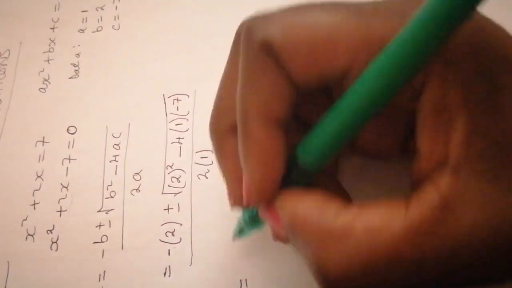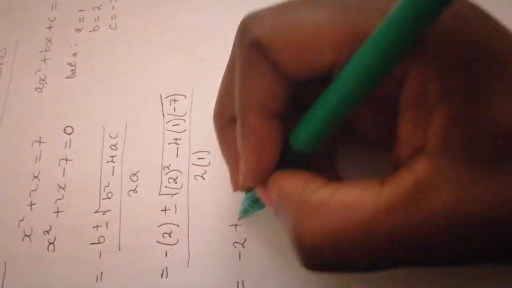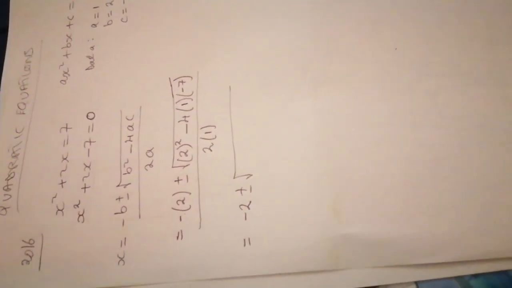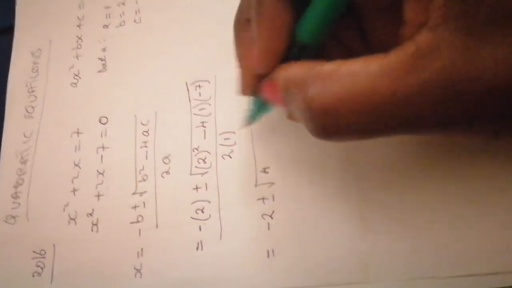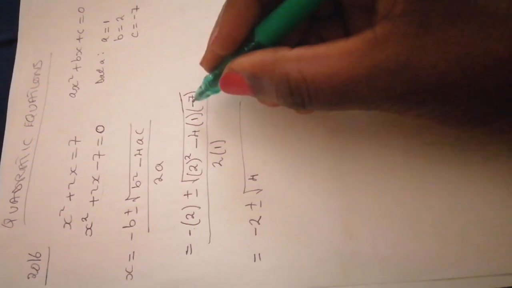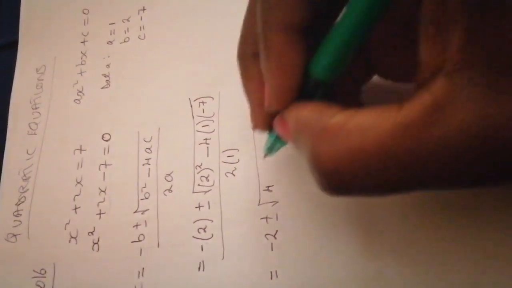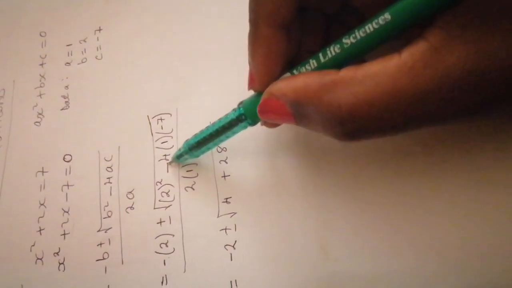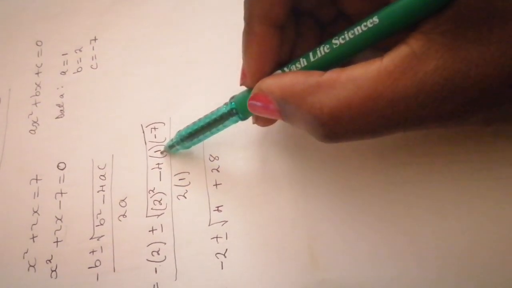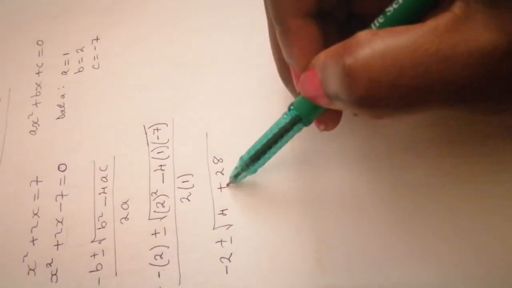Okay, next we can evaluate. Negative times positive 2 will give us negative 2, plus or minus square root. 2 squared means we multiply 2 twice. Okay, so it will be 2 times 2, giving us 4. Then we have negative 4 times positive 1, giving us negative 4, times negative 7, giving us positive 28. So be very careful with the signs there. Okay, we have a negative here, we have positive, we have negative. So we have negative times positive giving us negative, negative times negative giving us positive.